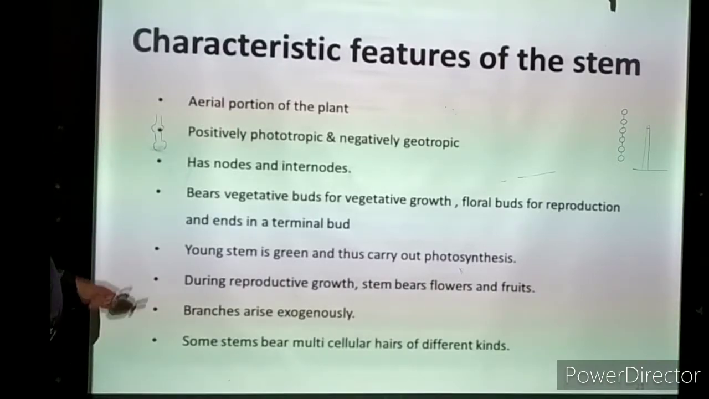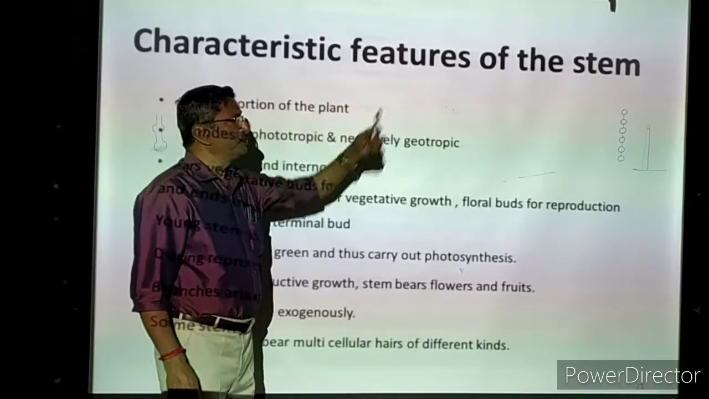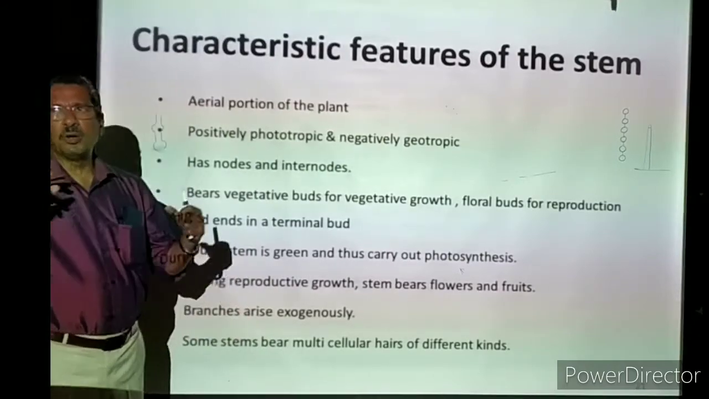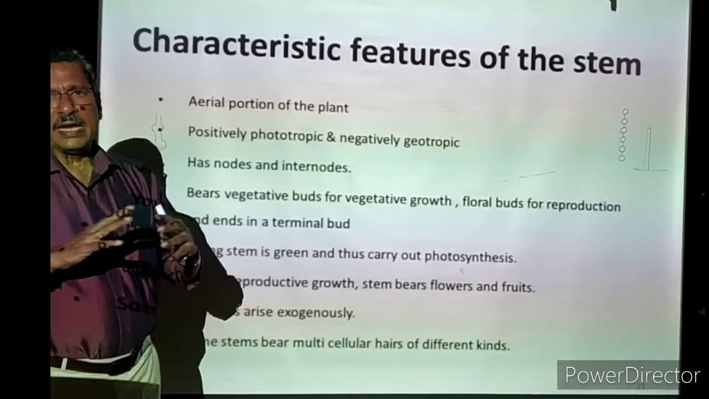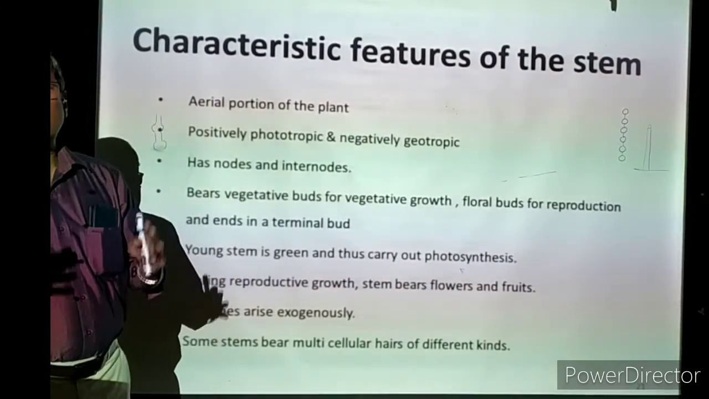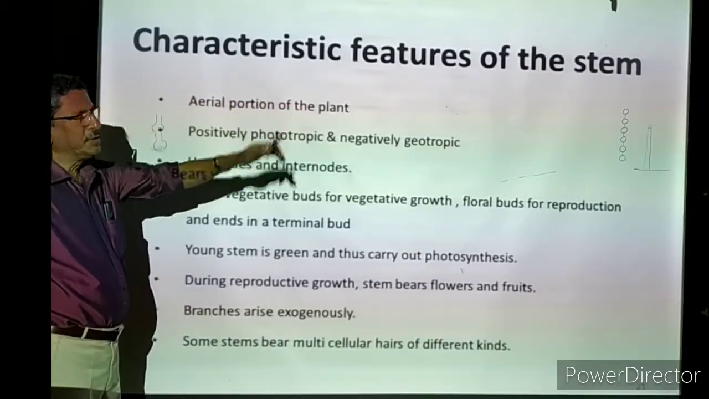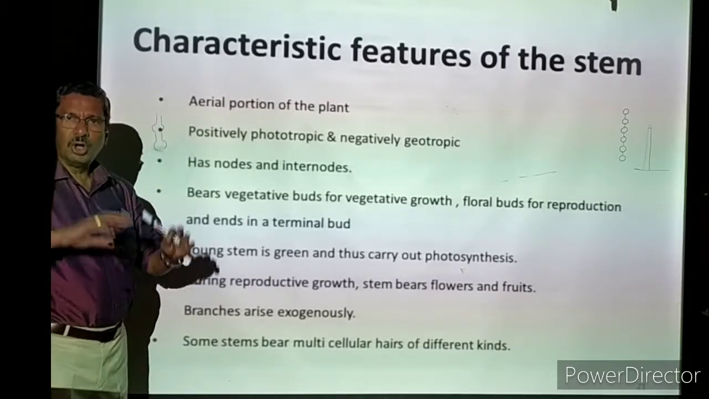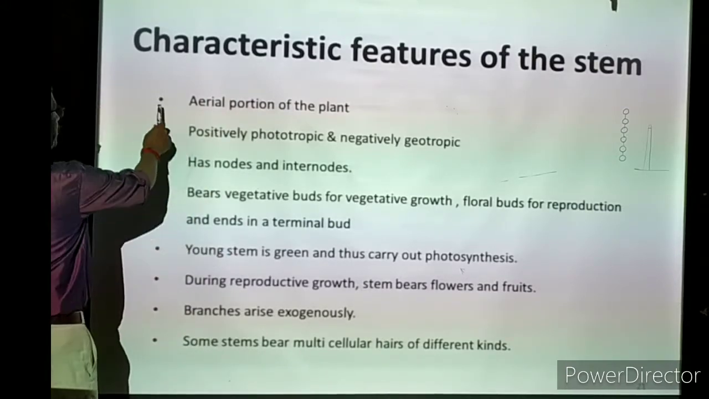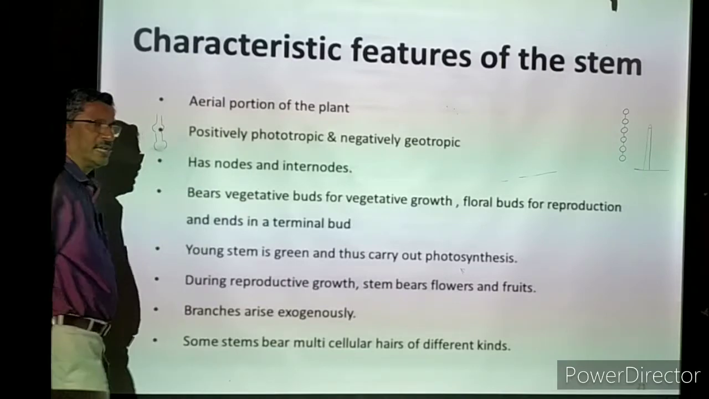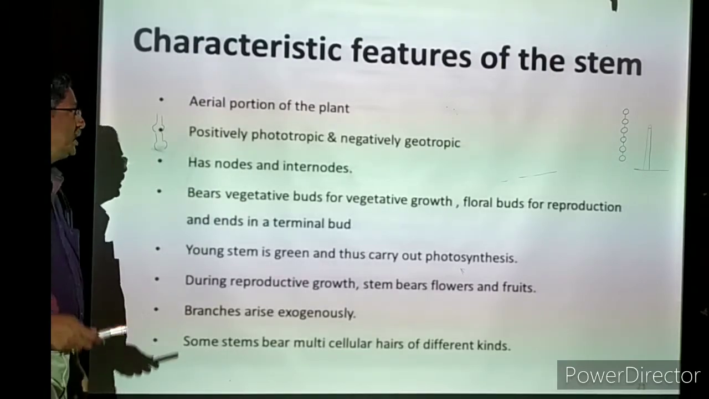Now we are going to see the characteristic features of the stem. We are taking one common stem of a plant. We are not taking leaves or buds or anything, only the stem. What are the general characters of the stem? These are the characters common for all plants. The first one: it is an aerial portion of the plant. Yes, it is present above the soil.